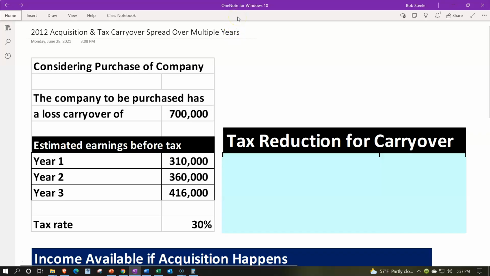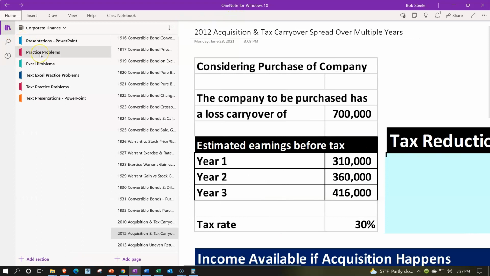Here we are in OneNote. If you have access to OneNote and would like to follow along, you're not required to, but if you would like to, we're in the icon on the left-hand side, the practice problems tab, down in the 2012 acquisition and tax carryover spread over multiple years tab.